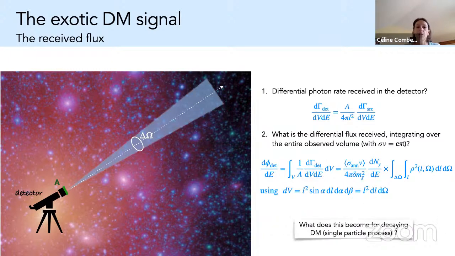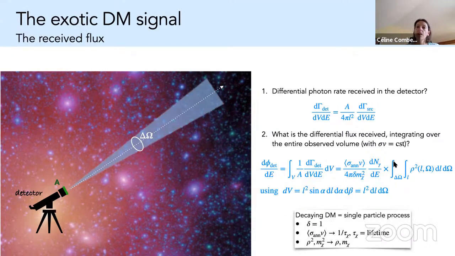So now I just want to say a quick word about decay. If I have decaying dark matter, this is a single particle process, so you just have to change this delta and put it equal to 1. The sigma v becomes the lifetime of your decaying particle. And because this is again a single particle process, rho and m squared simply become density and m. Okay, so for decay things are a bit simpler.